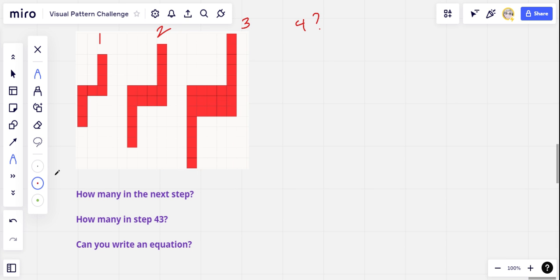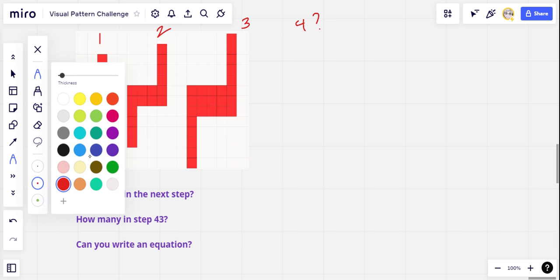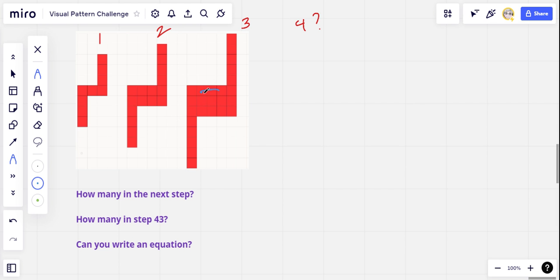And what I'm noticing, actually, I'm going to change my pen color for this one. Here in step 3 is a 3x3 square. That just kind of jumped out at me. And then if I go backwards, here in step 2 is a 2x2 square, and here's a 1x1 square. So that's the place I'm going to start. And I'm thinking in step 4 we'll have a 4x4 square here, so 16 of those squares.